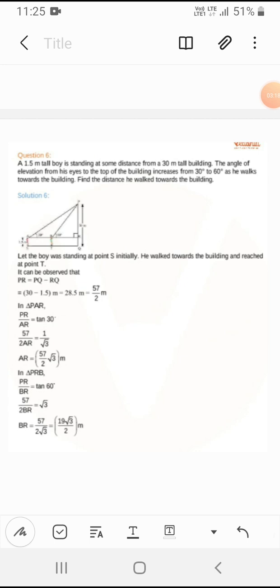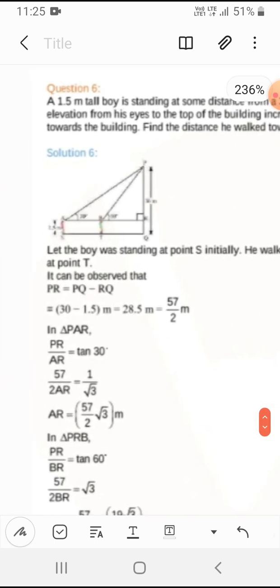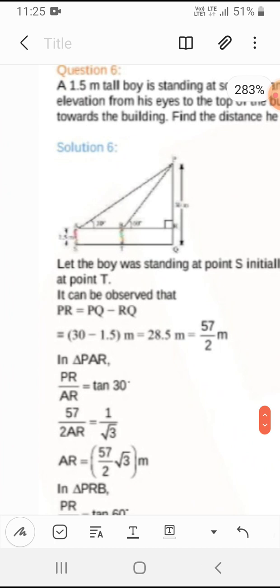They have given that a 1.5 meter tall boy standing at a distance of 30 meters from a tall building, and the angle of elevation of the top of the building increases from 30 degree to 60 degree as he walks towards the building. So we have to find how much he is walking. Like this you have to draw the diagram, and the angles they have given are 30 degree and 60 degree. The gap is 1.5. Like this you have to put and find.